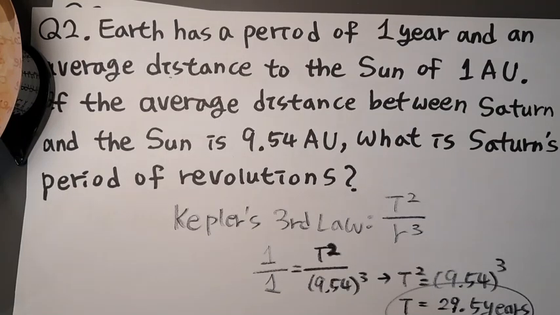So the period of revolution of Saturn is going to be 29.5 years.